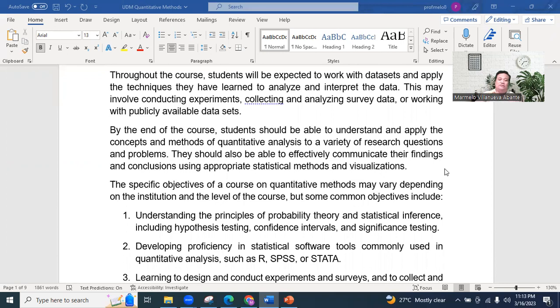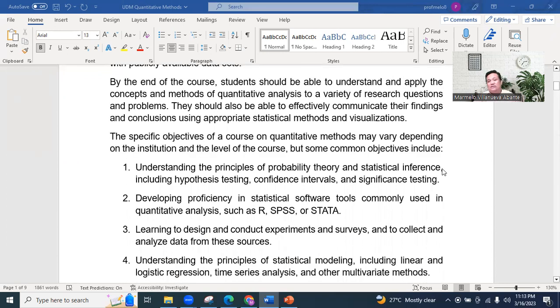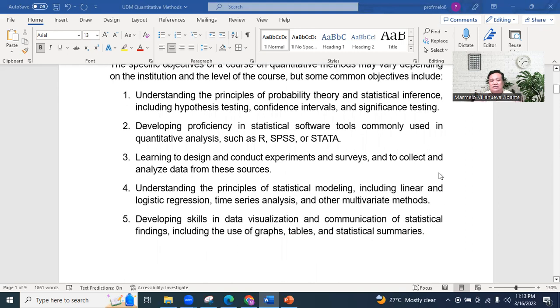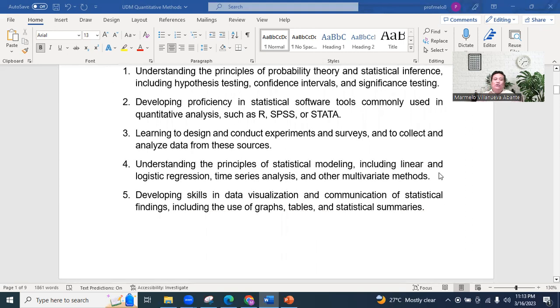The specific objectives of a course on quantitative methods may vary depending on the institution and the level of the course, but some common objectives include understanding the principles of probability theory and statistical inference, including hypothesis testing, confidence intervals, and significance testing. Developing proficiency in statistical software tools commonly used in quantitative analysis, such as R, SPSS, or Stata. Learning to design and conduct experiments and surveys and to collect and analyze data from these sources.